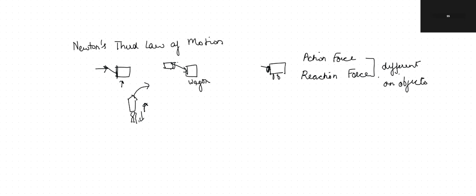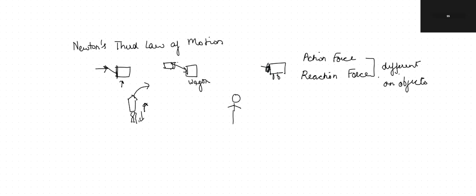It's the same way I explained, like when we press a table with our thumb, the thumb is exerting force on the table and the table is also exerting force on the thumb. So these are the action reaction pair.